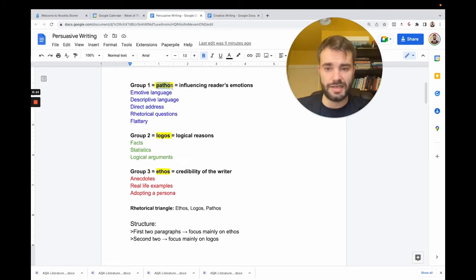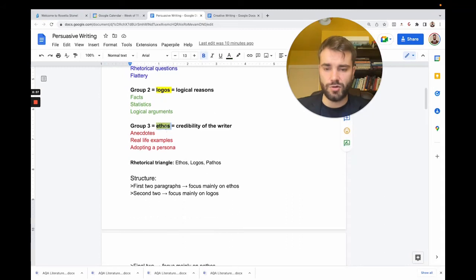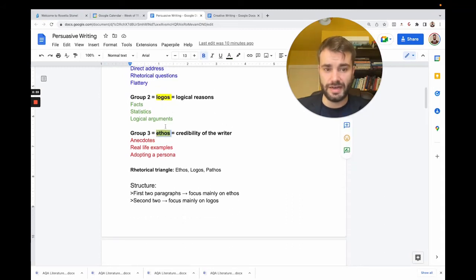So pathos is emotion. This would include, of course, emotive language, but also descriptive language, direct address when you speak to the reader and say you, rhetorical questions, and flattery when you say how great the reader is to try to influence them. Logos is logical reasons, which is facts, or statistics, which are just facts with numbers, or logical arguments, where you explain logically why something makes sense. And then ethos is your own credibility. Why should they even listen to you?